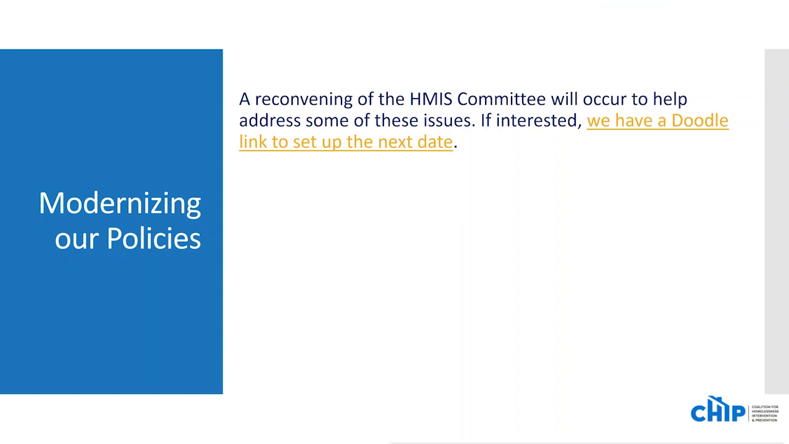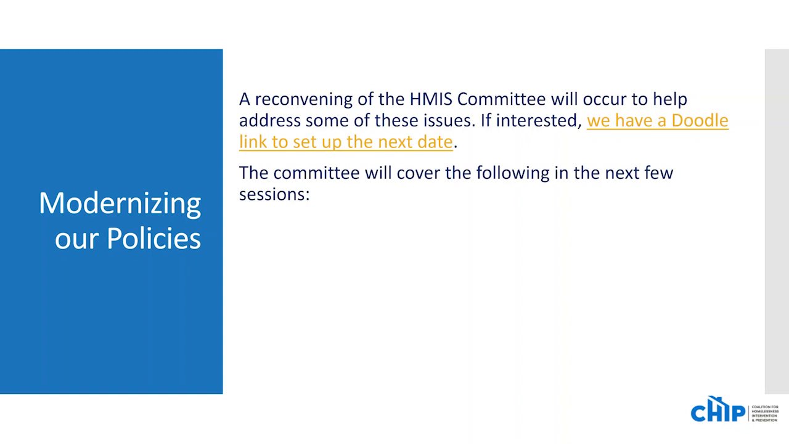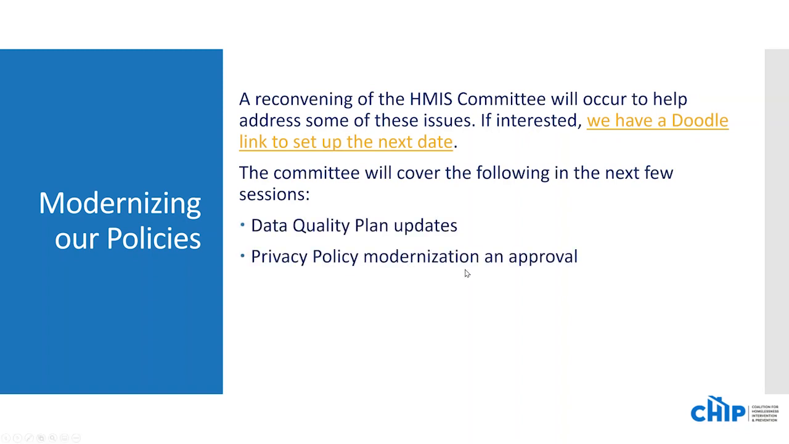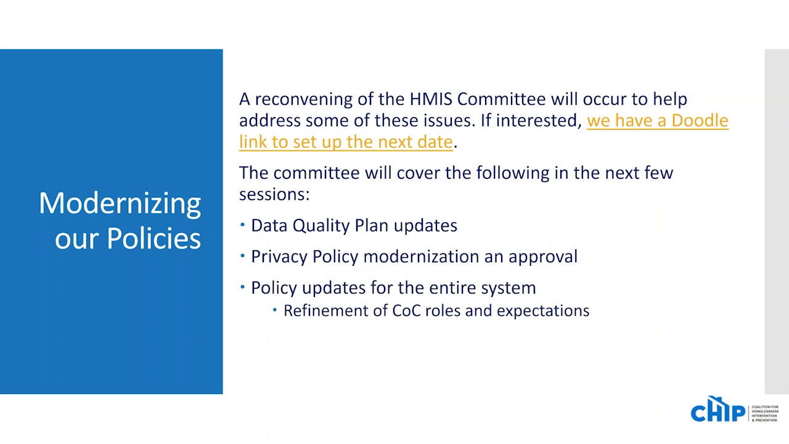And so the HMIS committee, some of the things we're going to be addressing are updating this suite of documents, the data quality plan, as well as the policies and procedures, and helping to provide input into that. So the committee will cover the data quality plan updates, the privacy policy modernization and approval, and policy updates for the entire system. We want to go into the process of refining CoC roles and expectations.